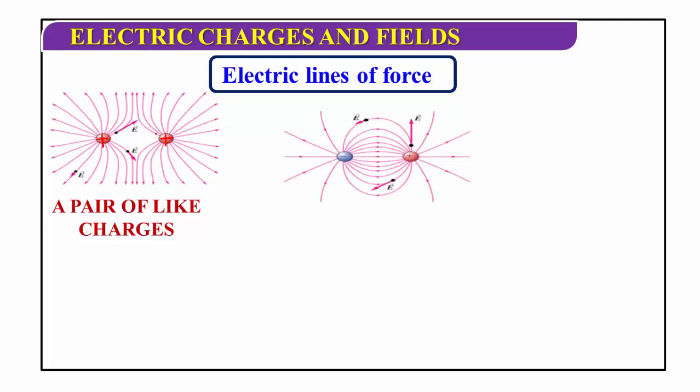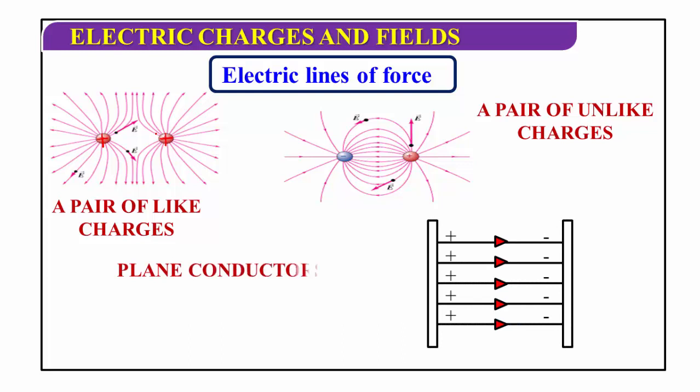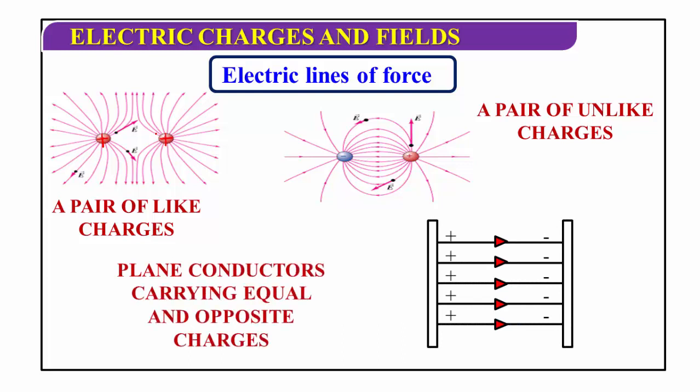And the fourth diagram indicates the electric field lines due to a pair of unlike charges. From this diagram, we can conclude that this diagram indicates the electric field lines in a plane conductor. It carries equal and opposite charges. Now we will see the properties one by one once again.